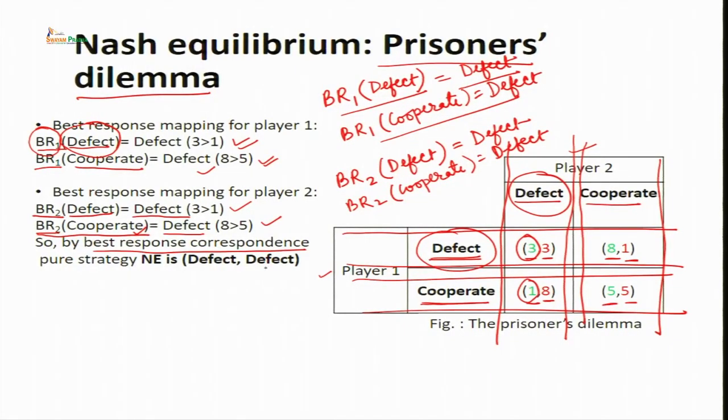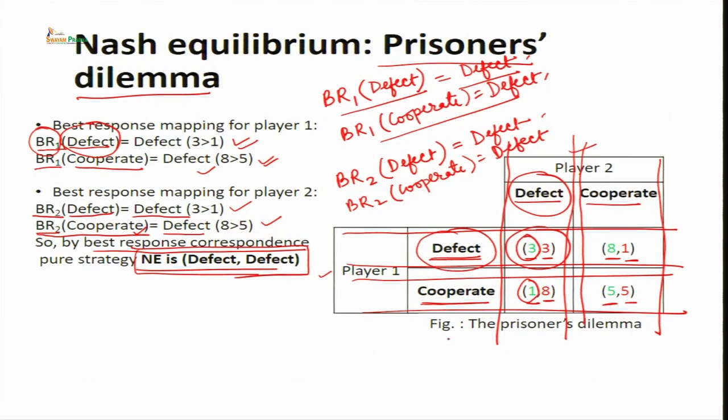So, here simply we can say that where best responses are meet, that outcome is called Nash equilibrium. So, basically here we can see where it is meeting: defect, defect. Okay. So, defect, defect is the Nash equilibrium.